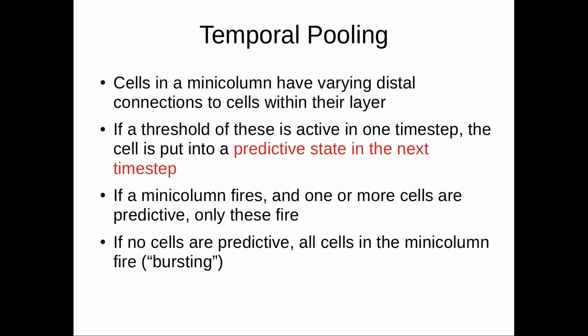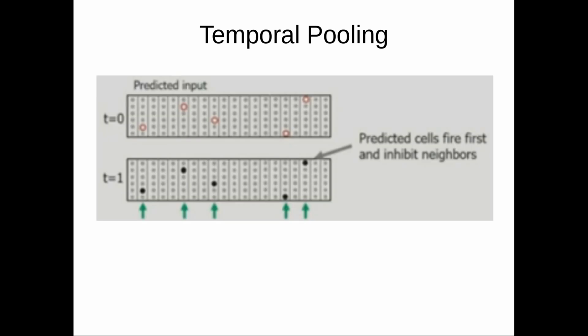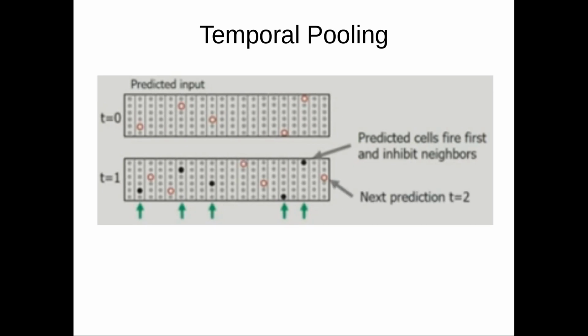So let's look at what this looks like. At our time step number 0, we have our cells, with some of them here being in a predictive state. Then some input arrives, and instead of the entire column firing, only those cells which were predictive now fire and inhibit the other cells within the mini-column. And then some new cells that are distally connected to the active cells go into predictive state as well. And this is exactly our prediction for what the next input would be.